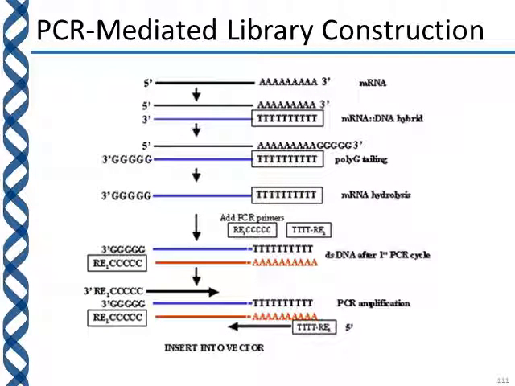And lastly, this figure presents a schematic of PCR-mediated library construction. In this case, you isolate all the messenger RNAs produced by a cell. You then, using reverse transcriptase, create a DNA hybrid. This undergoes hydrolysis, and then as you see at the bottom, you have your double-stranded DNA after one cycle of PCR. You undergo PCR amplification. Ultimately, these PCR products are then inserted into your vector.